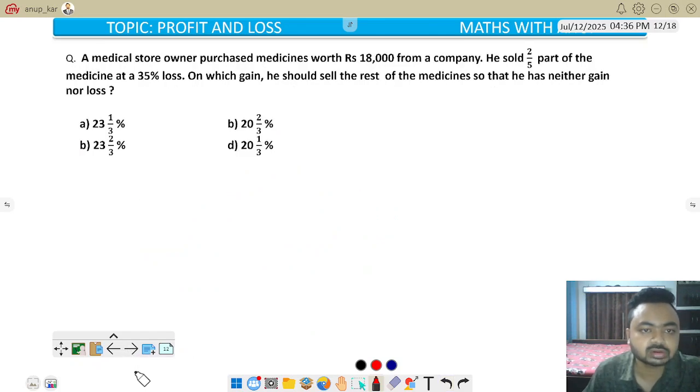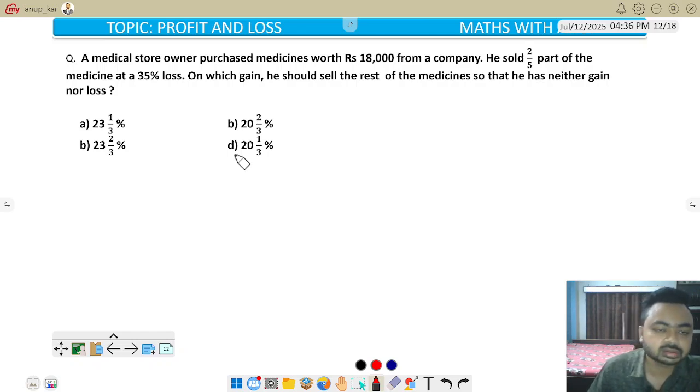A medical store owner purchased medicines worth 18,000 from a company. He sold two-fifth part of the medicine at a 35% loss. On which gain should he sell the rest of the medicine so that he has neither gain nor loss? This is a bit the same type of question, but there is a different meaning to this question.